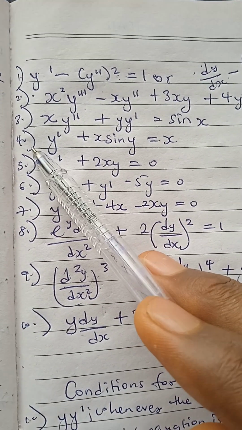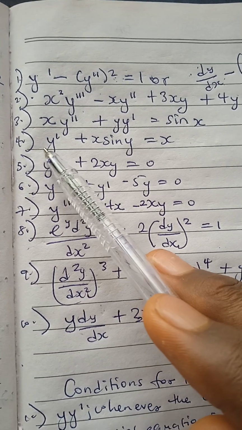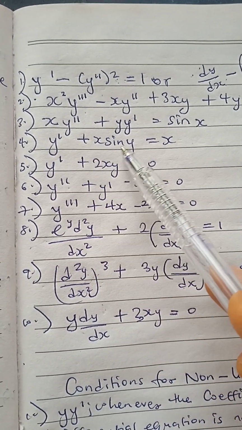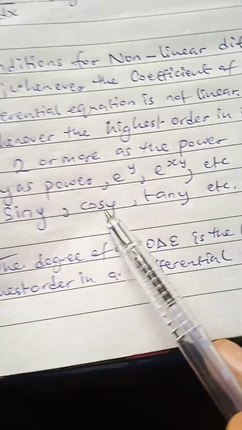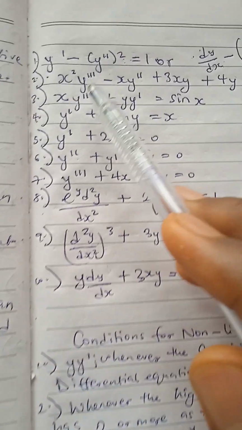To example number 4, if you look at this equation, we say that it is a non-linear differential equation. The reason is because of this sin y. Remember, in the conditions, whenever you see something like sin y, cos y, tan y, you know that it is a non-linear differential equation.